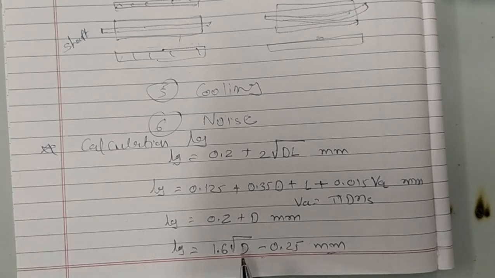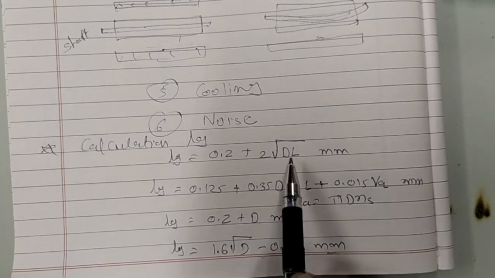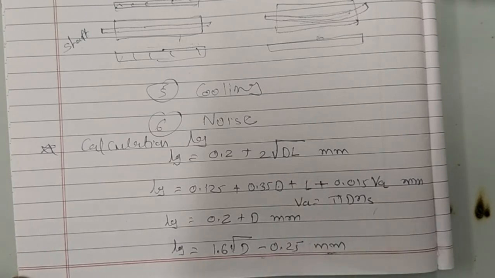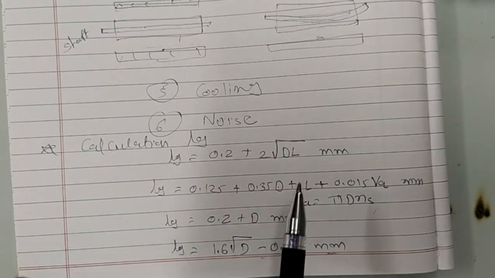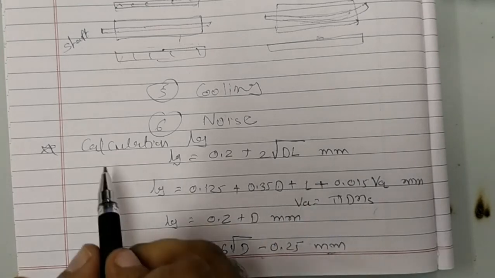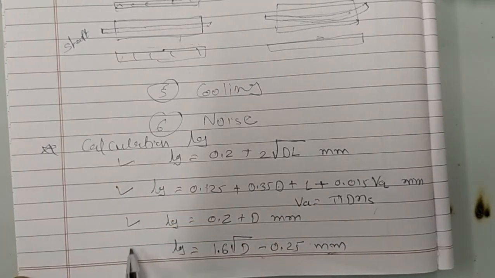So we have calculated D, L and peripheral speed in some numericals. If you want to calculate the length of the air gap, how do you calculate it? After having D, L and peripheral speed, you can have 4 different values of the length of the air gap.